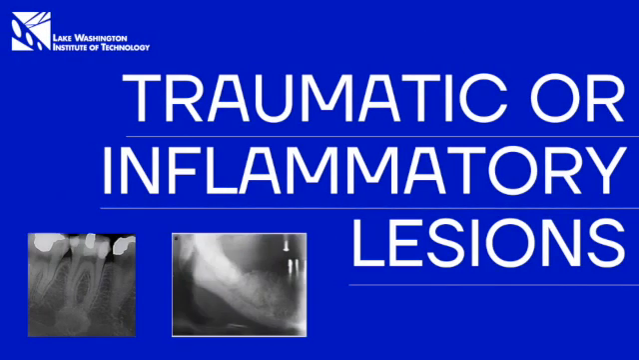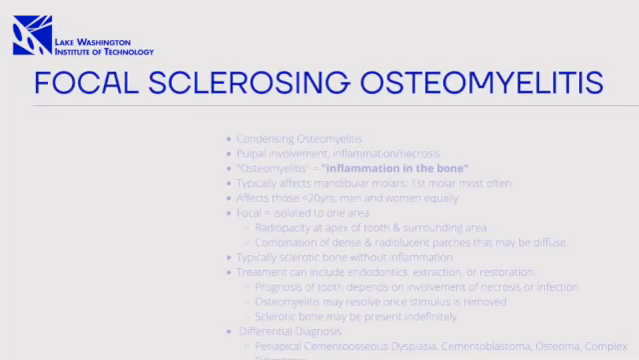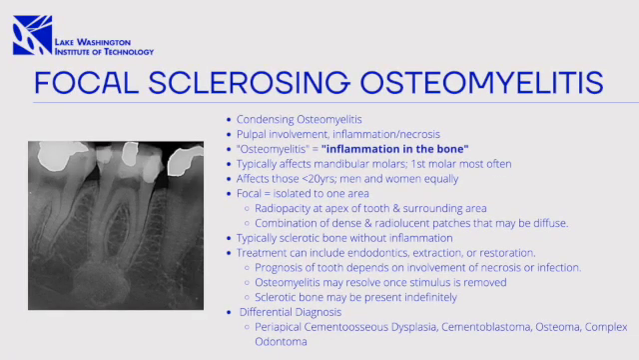Traumatic or inflammatory lesions. Focal sclerosing osteomyelitis, also known as condensing osteomyelitis, involves pulpal involvement in an isolated area due to inflammation or necrosis. This lesion is usually a reaction to trauma. When associated with a vital tooth, it is typically referred to as an idiopathic osteosclerosis.